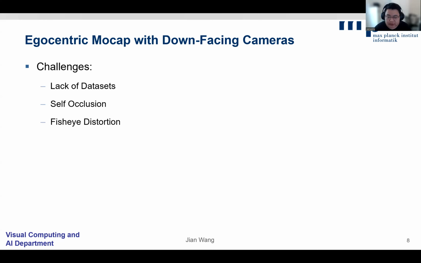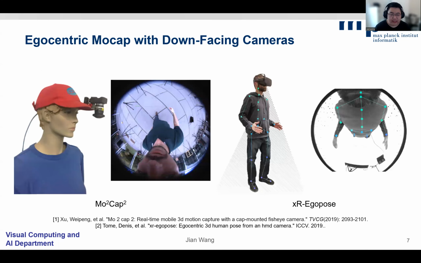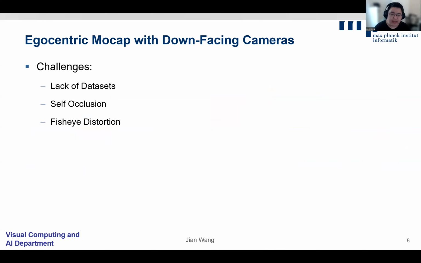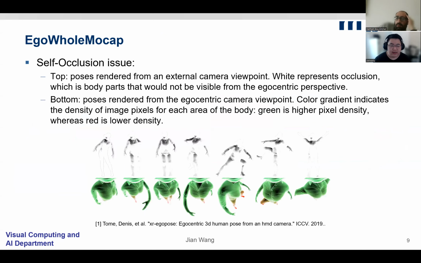The second problem is self-occlusion. This is a very common problem for egocentric motion capture, because your device is always mounted on your human body, especially for computer vision algorithms. A lot of times you cannot see one part of your body. For example, in this down-facing fisheye camera setup, the lower body, the feet, is partially occluded. The third problem is the fisheye distortion, and it's easy to observe that the distortion on the edge of the fisheye camera is more serious than at the center. So those are three challenges that hinder the improvement and development of this field.